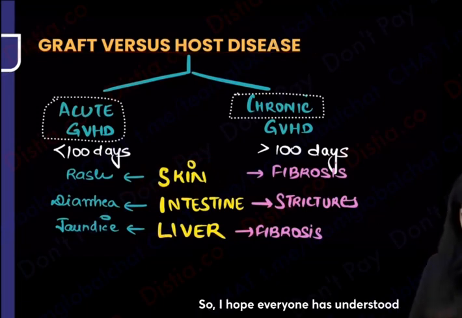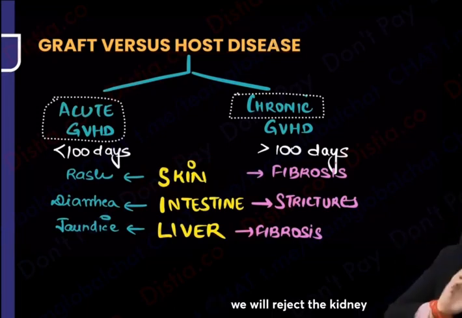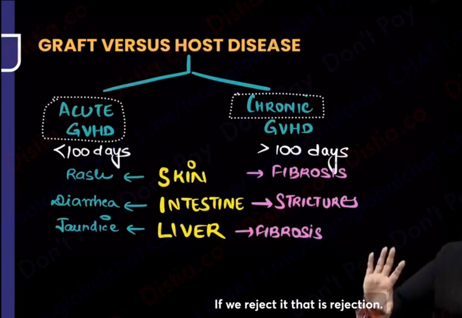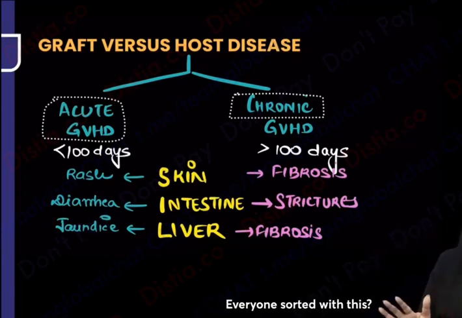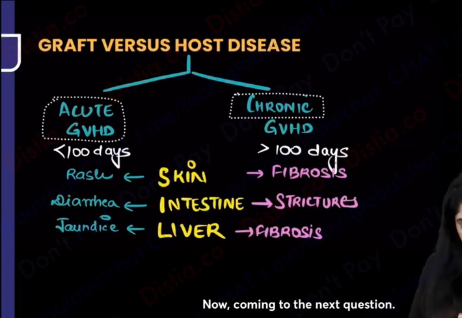So I hope everyone has understood that there are two things. Either we will reject the kidney or the kidney will attack me. If we reject it, that is rejection. If the kidney comes and attacks me, that is known as GVHD. Everyone sorted with this? Now coming to the next question.